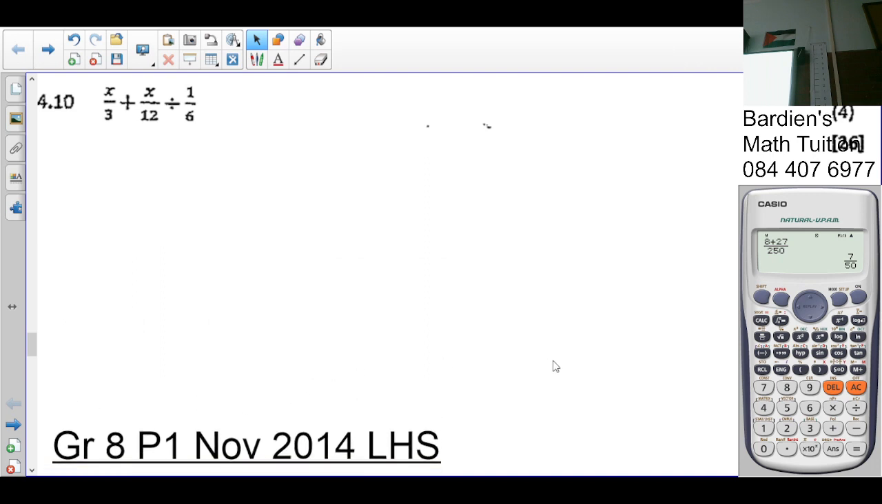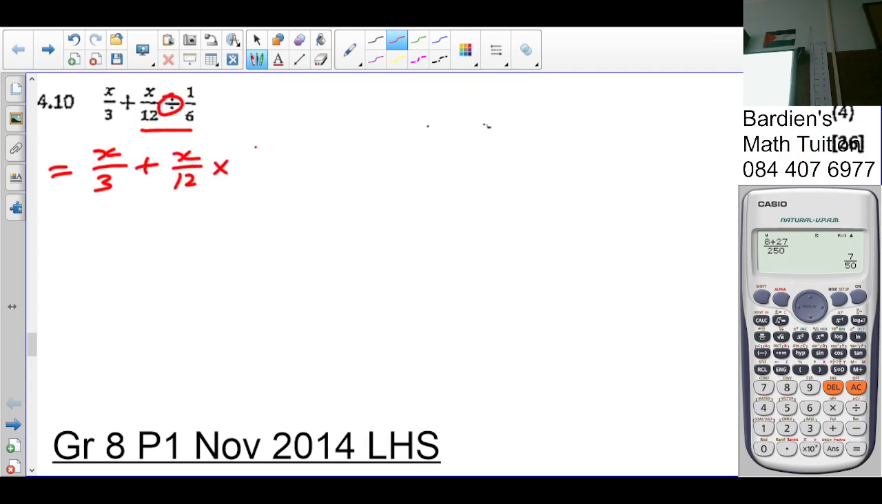The next one, what needs to be done first here? Division. So let's sort this out here. So it's going to be x over 3 plus, that must be changed to multiplication, 6 over 1. So what do I do now? Cancel. Only there, not 6 and the 3. You can only cancel across a multiplication sign or division. So 6 going to 6 once, 6 going to 12 twice.